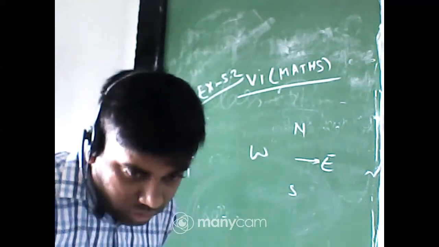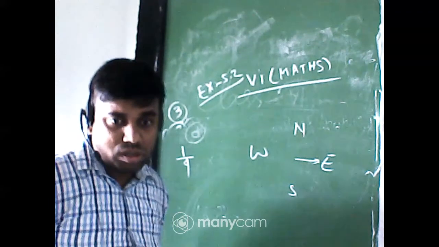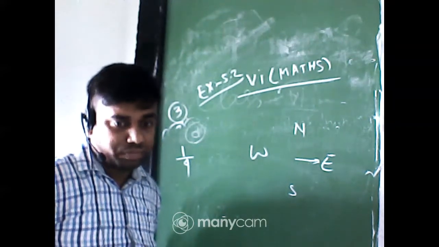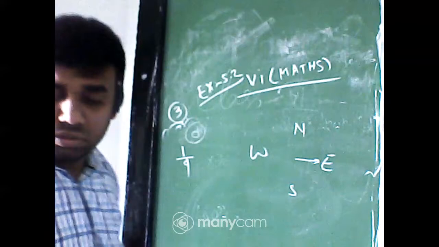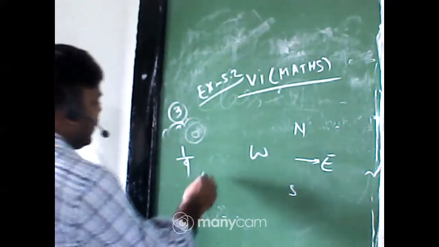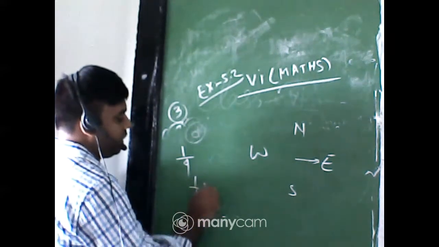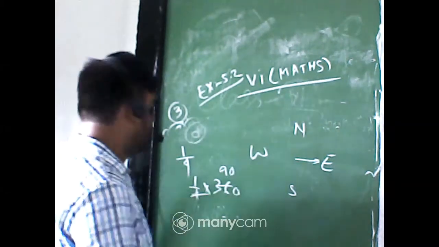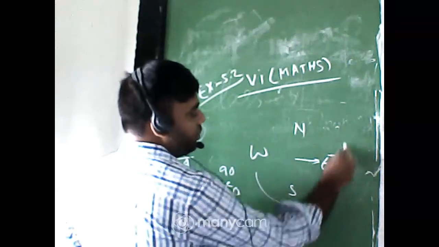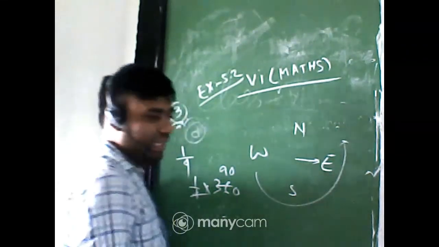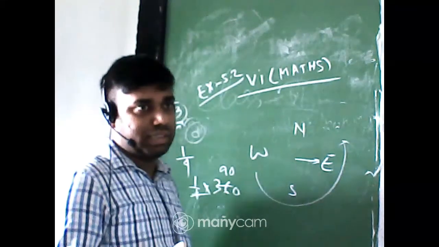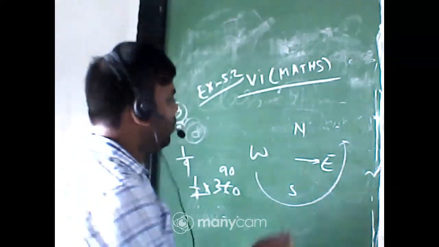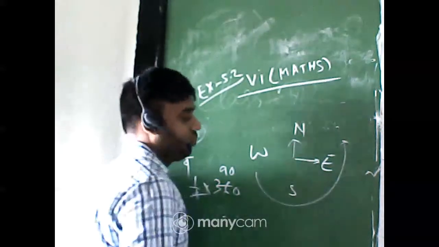Okay, answer is north. Yes, 1/4 revolution means 1/4 into 360, that is 90. So 90 means the anti-clockwise direction, it will move 90 degree in that direction. I have told you earlier, the consecutive direction. So from east to north. Got it?